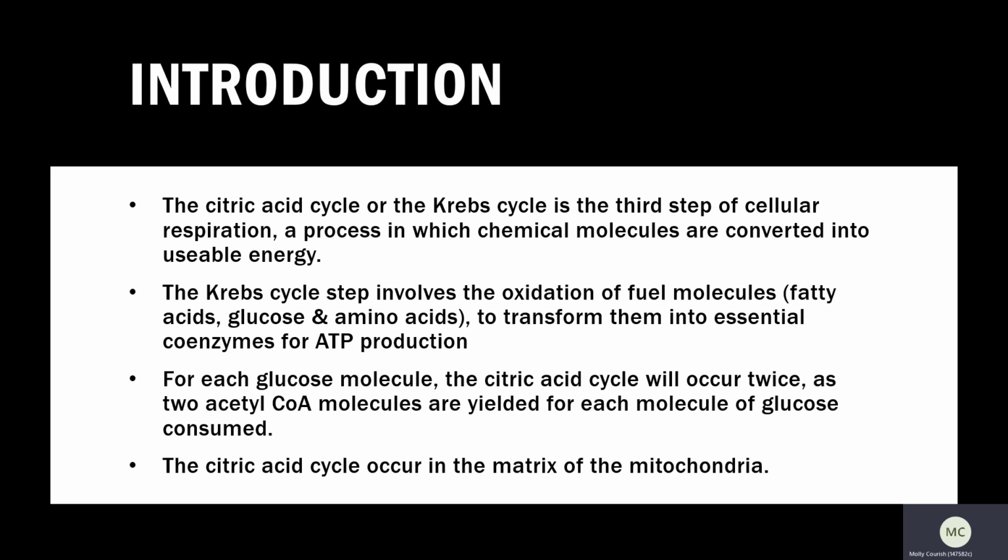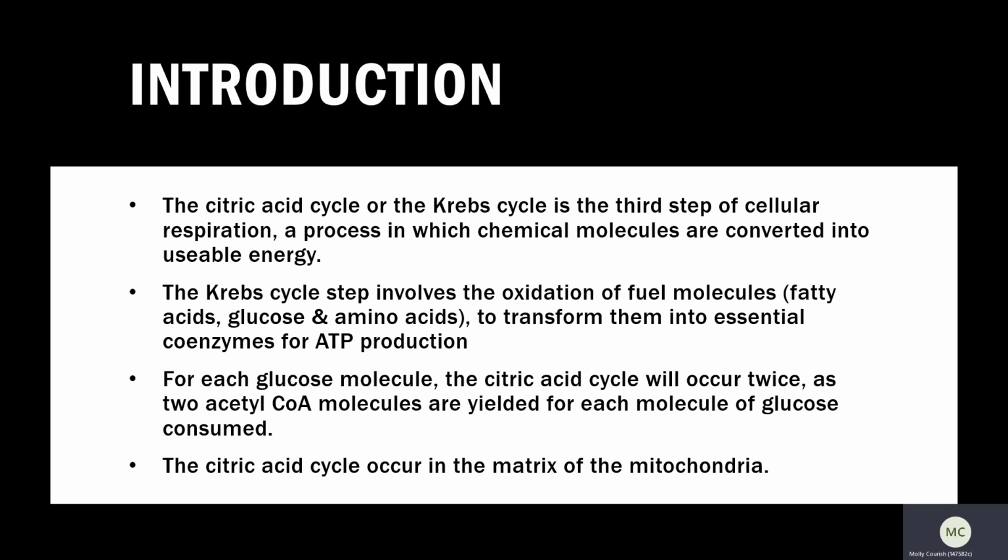The citric acid cycle is also known as the Krebs cycle. It's the third step of cellular respiration, a process in which chemical molecules are converted into usable energy. They would enter the body in a form of nutrients such as sugar, so glucose, or lipids, fatty acids. And through the use of cellular respiration, they are converted into a form of energy that can be used throughout the cells of the body.